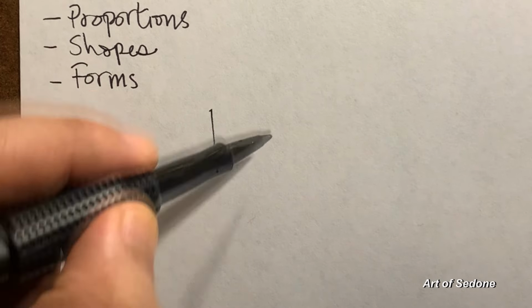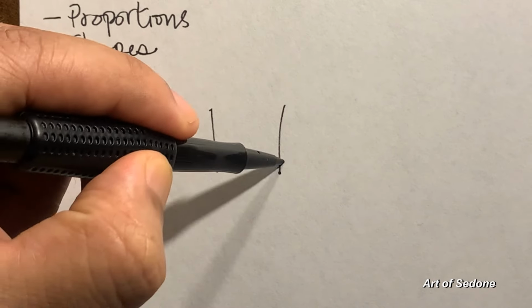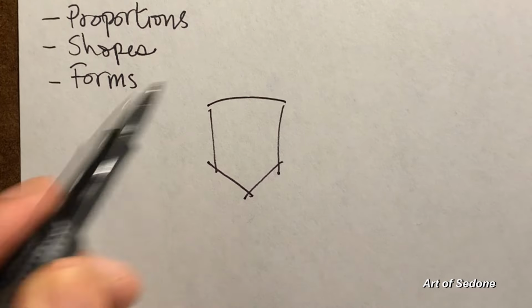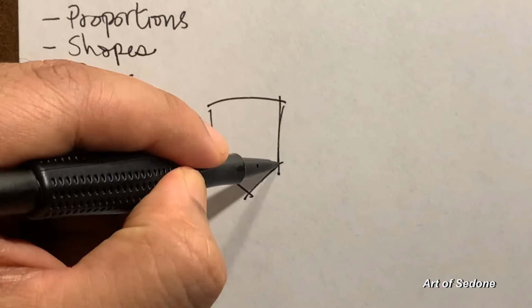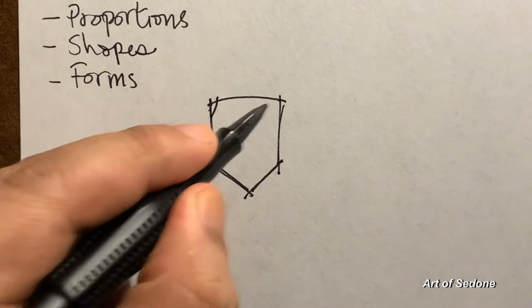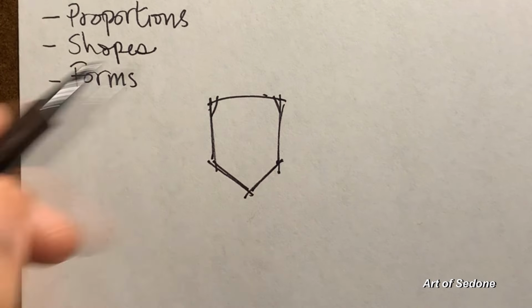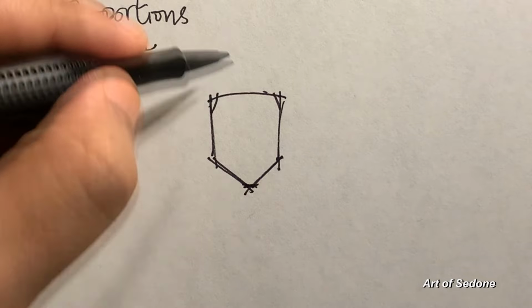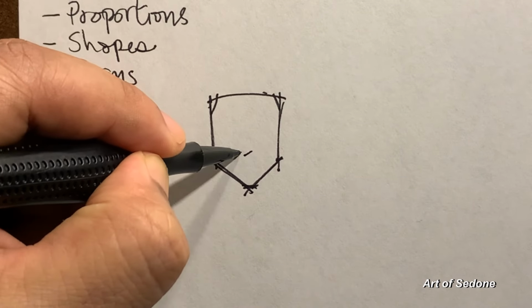So let's say that on one end of the spectrum is the idea of shapes. So for example, let's do a very stylized face. It's mostly the shape. And same with the nose.